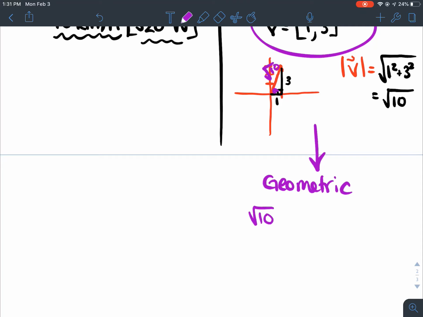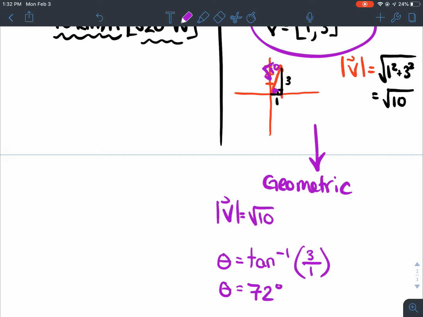So that's my magnitude. I might just do tan. So if I wanted to find that angle, I might as well just do inverse tan of opposite over adjacent. No idea what that is. Do I have a calculator? Let's just check. Intermission. I'm back. I do have a calculator. Okay, inverse tan of 3 is 72. 72 degrees. Okay, so now I know.